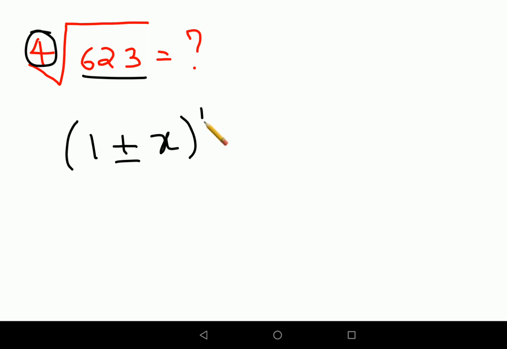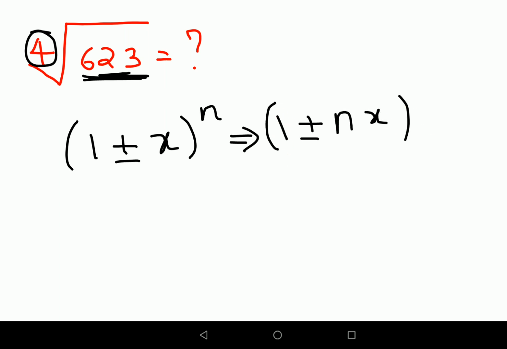So when you have something like this, it is very important for you all to remember: 1 plus minus x the whole raised to n. You have to convert whatever number you are given into this form. Why? Because then it becomes 1 plus minus n multiplied by x. Okay, I'll use a small example in this case.